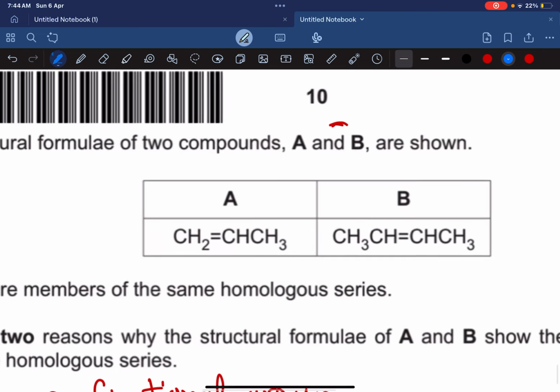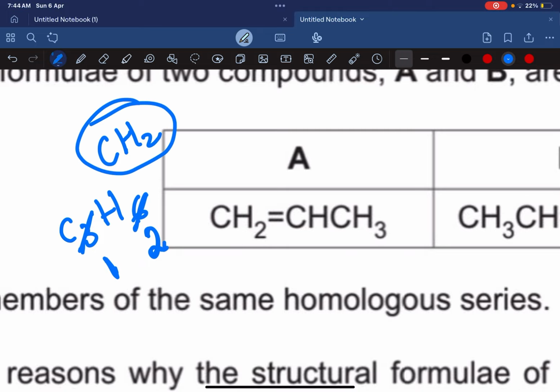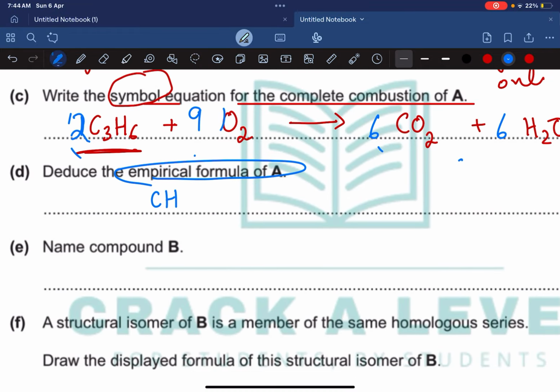Acha, basically A is your propene, which is C3H6. You cut it out on a table, 3 is 1 times 3, 6 is 2 times 3. Okay, let me repeat it, 3 is 1 times 3, 6 is 2 times 3. So it is CH2. That's the empirical formula. You just cut it out on a single table, the smallest table you find. Okay, so it's CH2. Name compound B.